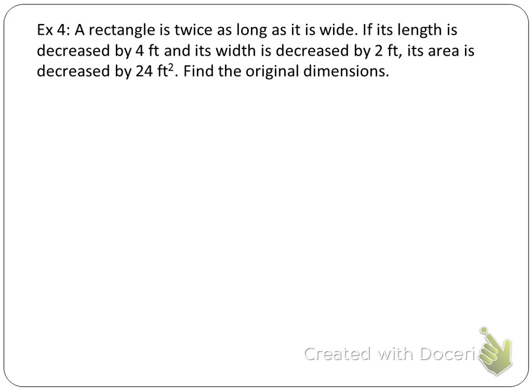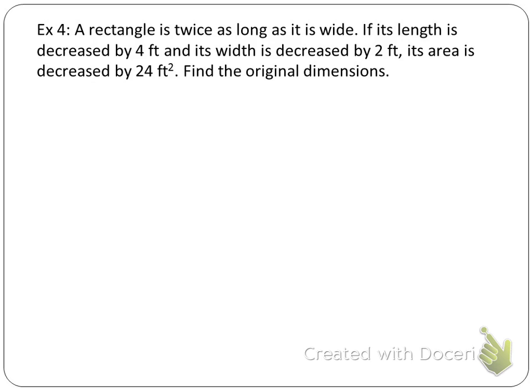Example 4 says a rectangle is twice as long as it is wide. If its length is decreased by 4 feet and its width is decreased by 2 feet, its area is decreased by 24 square feet. Find the original dimensions. Oh my goodness. All right, read it a couple times. Start to pull some information out.